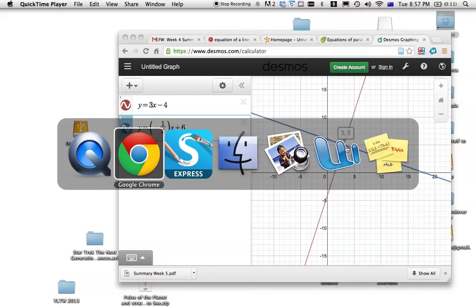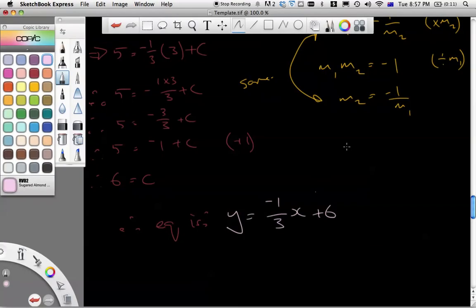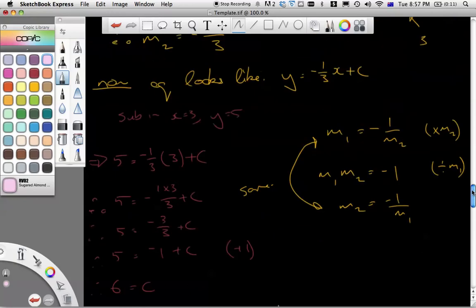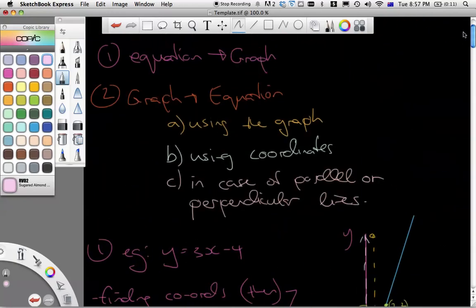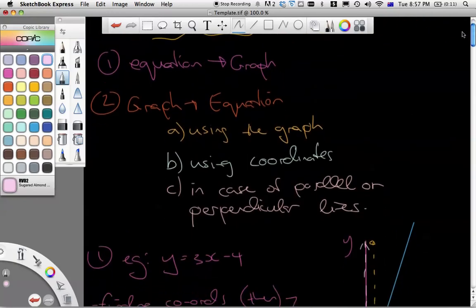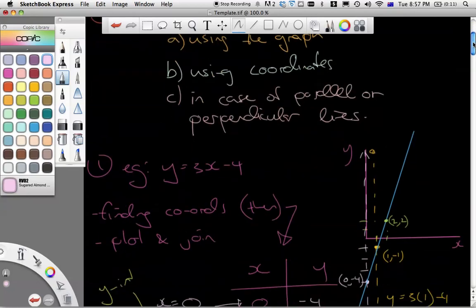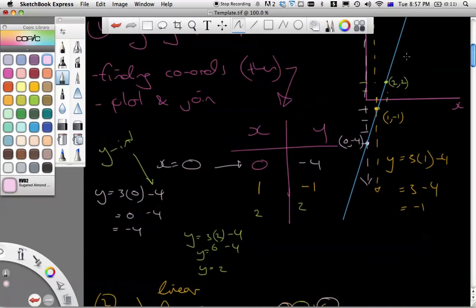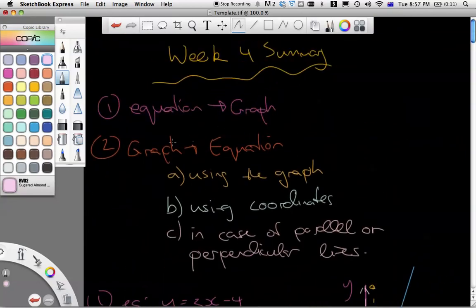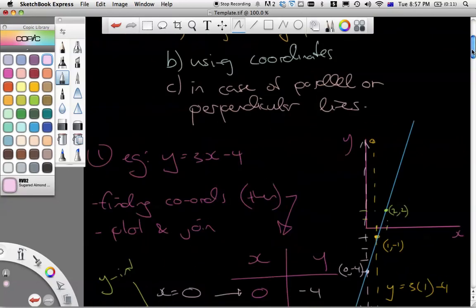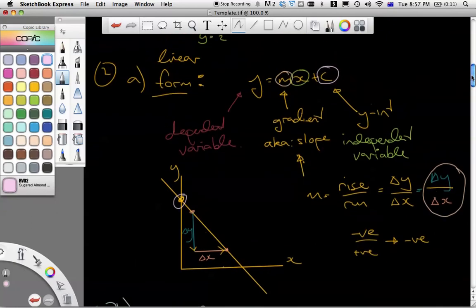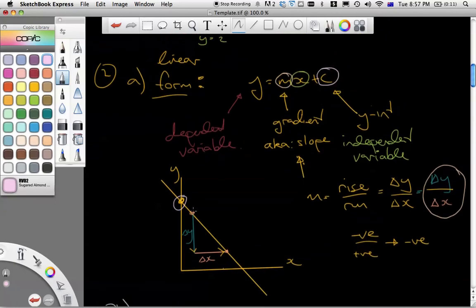So yeah, guys, hopefully that's been clear. It's been a long one, but we've looked at how to go from an equation to a graph by plotting out points and joining them up. We only need 2, but we can use 3 as a check to make sure we haven't made a mistake. Then graph to equation, using the graph, thinking about the form y equals mx plus c, rise over run, getting a really good picture of that.